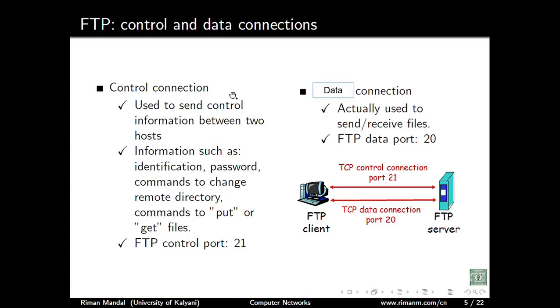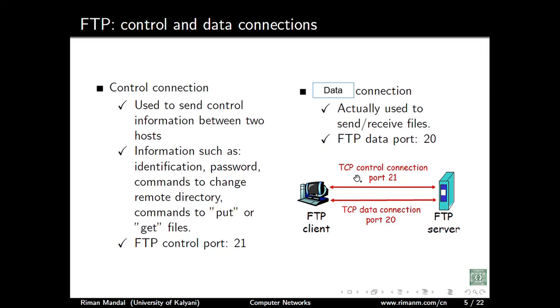So let's discuss what the control connection and data connection are in case of FTP. The difference is simple. The control connection is used to send the control information like passwords, user identification, and commands to change the remote directory, or commands to put something on the remote file system or get something from the remote file system. Whereas the data connection is used to send and receive the file.